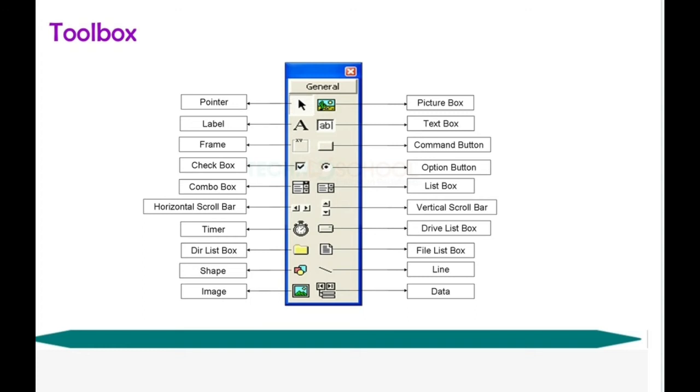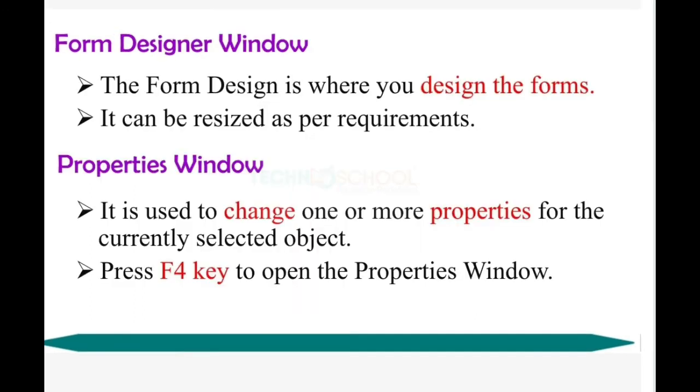Just be clear with the text box, command button and labels, because we are going to create simple programs, adding two numbers and moving some objects as animations. So for that we are going to frequently use these controls only. From lesson 2 I will explain other controls, other tools available in VB. You can understand better. Let me explain the next terms: form designer window and properties window.